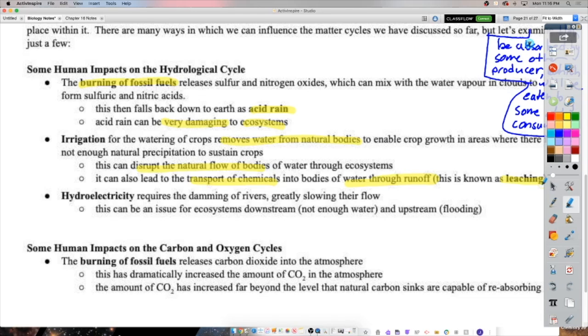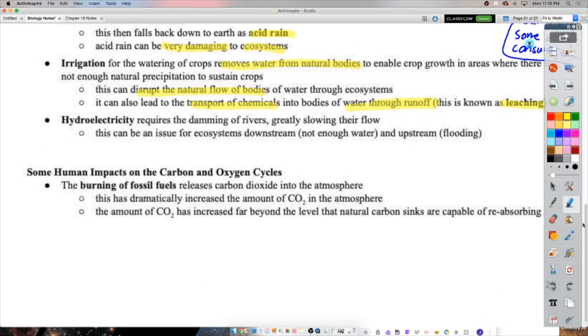But if every farm on every creek all feed one lake, well, eventually that lake's going to get a lot of stuff building up there, right? Okay, hydroelectricity is another way that we impact the water cycle, because for hydroelectricity, you have to dam rivers, right? Which really slows down their flow.